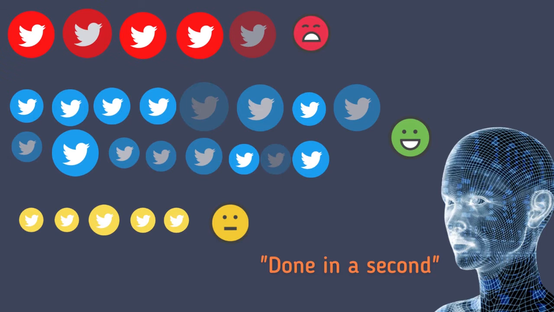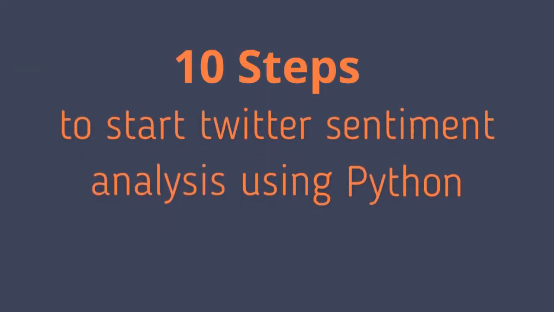That's why, among many other reasons, we use artificial intelligence to analyze the sentiment of tweets, text, and many other things, because it's faster, it can be much more accurate, and it is the only way we can analyze the sentiment of big data and other data that we can't really use humans to do sentiment analysis with. Right, so let's take a look at 10 steps to start Twitter sentiment analysis using Python.